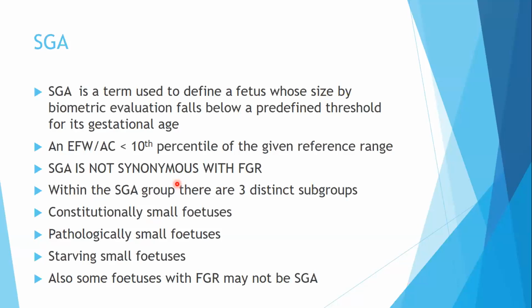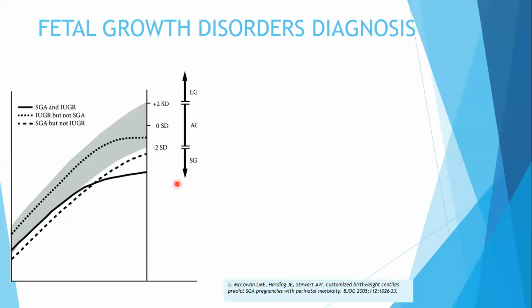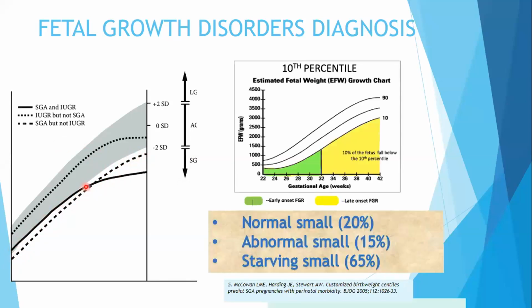Within the small for gestational age group, there are 3 distinct subgroups: the constitutionally small fetuses, the pathologically small fetuses, and also the starving small fetuses. And also, some babies with fetal growth restriction may actually not be small for gestational age. To highlight this, on this graph, what we see are babies who are small for gestational age, but they continue to grow following their growth trajectory. These are healthy small babies, but they are small for gestational age when you plot them on this graph. Whereas these other babies on this line here are small for gestational age, but they also begin to fall off their growth trajectory. These babies are not only small for gestational age, but they also have fetal growth restriction.